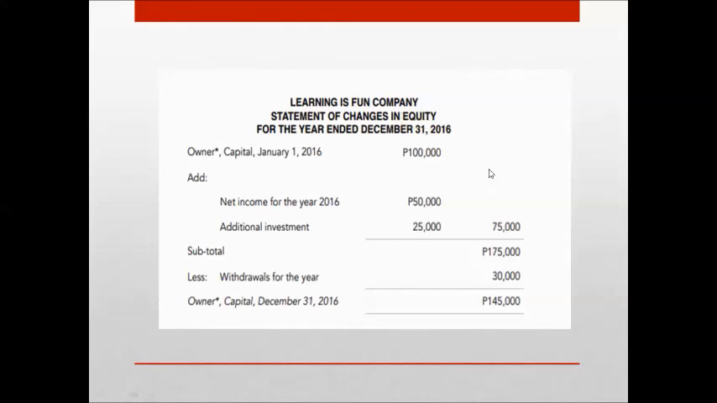Alright. So may sumasagot din dito na 145,000. So yes, you are correct. So it's 145,000. So whatever our ending balance sa year na to, it will be the beginning balance for the next accounting cycle. So kung anong na-compute natin na ending balance natin, it will be forwarded as the beginning of next year. So sa mga sumagot ng 145,000, very good.